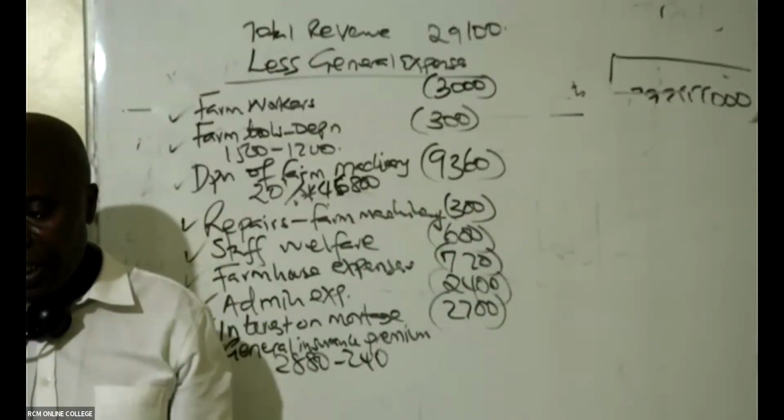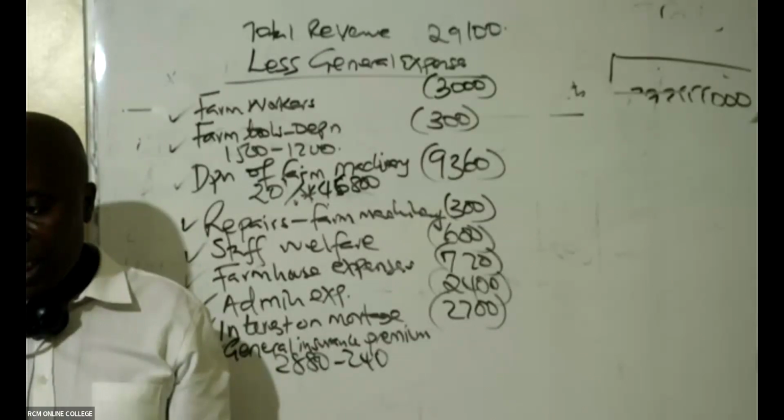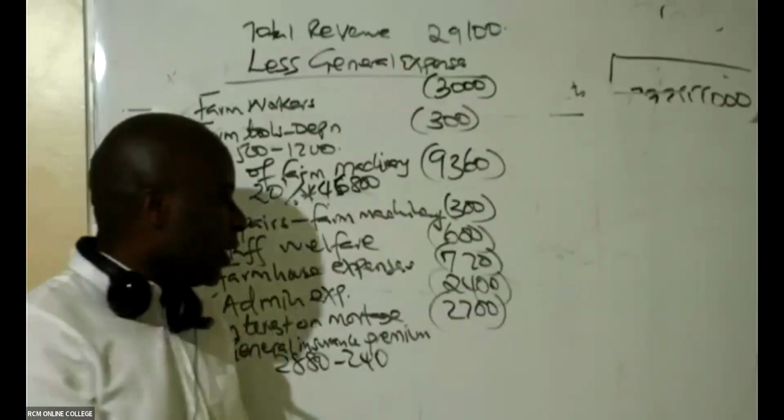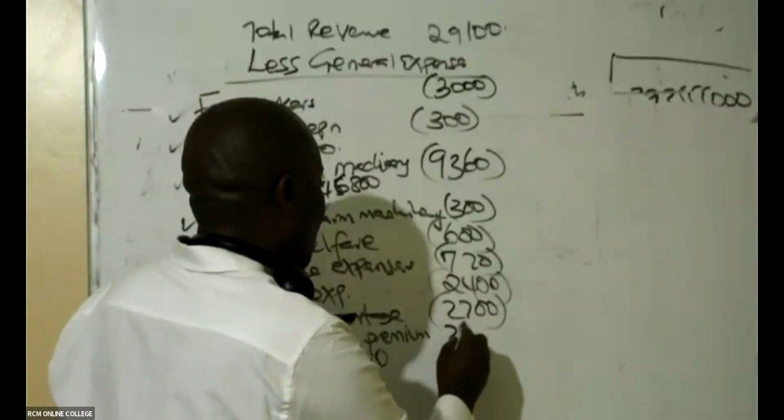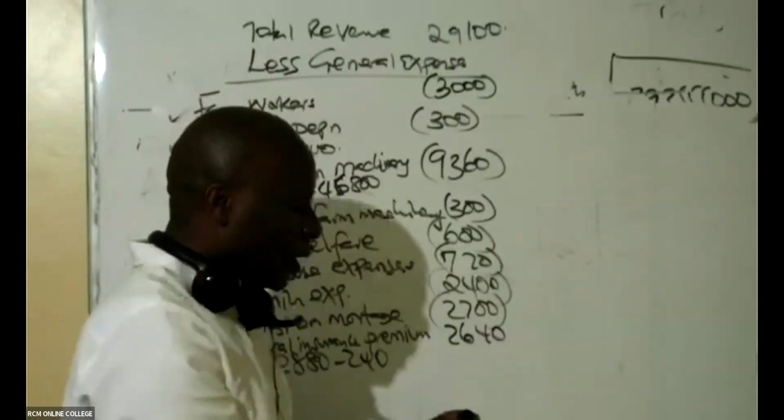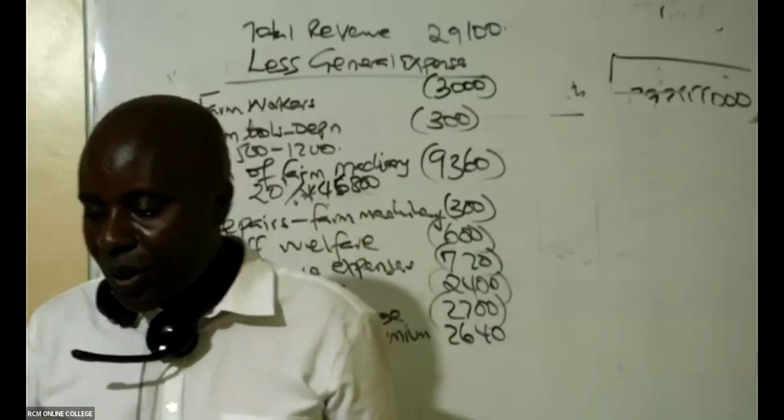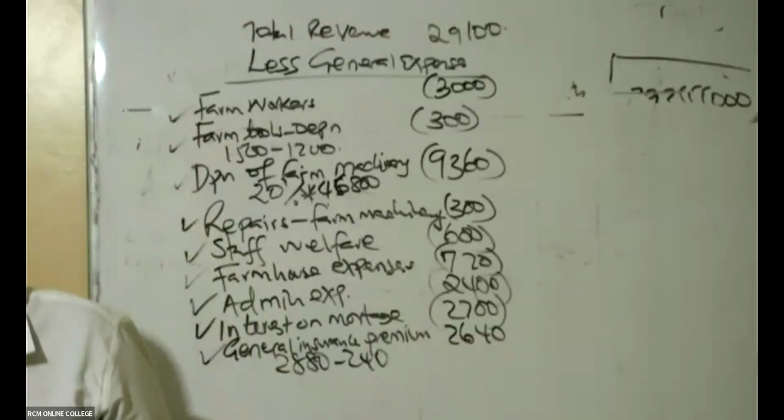Anybody who is able to give me the general insurance expense for the year? 2640. Thank you so much. So then just continue with your trial balance. Just continue looking at the trial balance now.